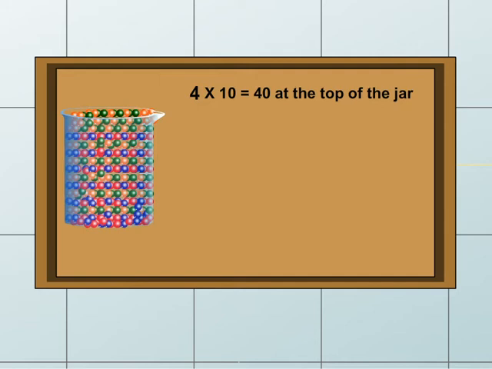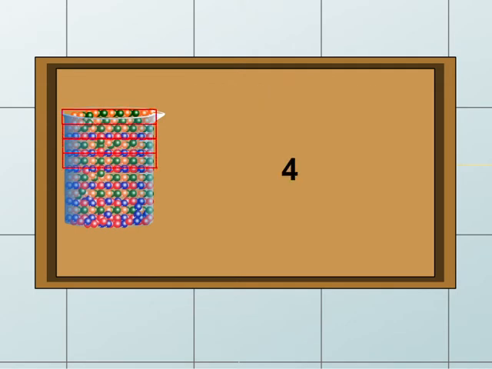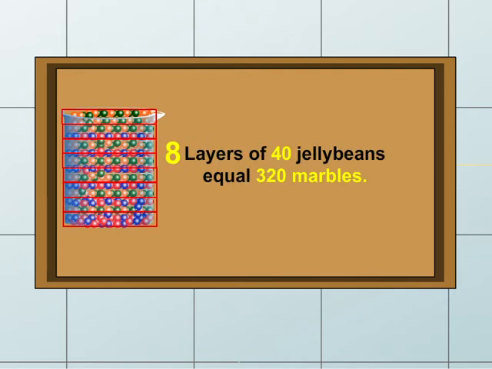The layers in the jar are 1, 2, 3, 4, 5, 6, 7 and 8. We see that there are 8 layers of 40 marbles, which is equal to 320 marbles. Therefore, we have estimated that there are approximately 320 marbles in the jar.